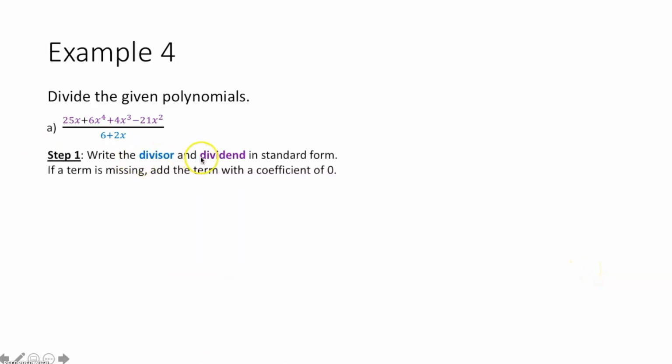Okay, example 4, doing the same thing. First, we want to write the divisor and dividend in standard form. If a term is missing, we add the term with coefficient of 0. To write this in standard form, we go from greatest exponent to least exponent, so we got 6x to the 4th plus 4x cubed minus 21x squared plus 25x. But there is no constant term at the end, right? So we're going to put plus 0 at the end to account for that constant term that's missing. And then over here, we just flip these two so that that's in standard form also.